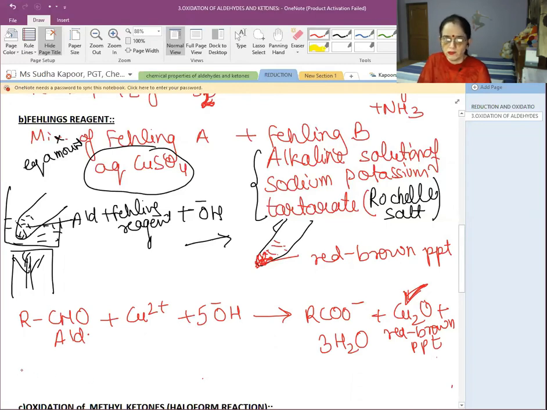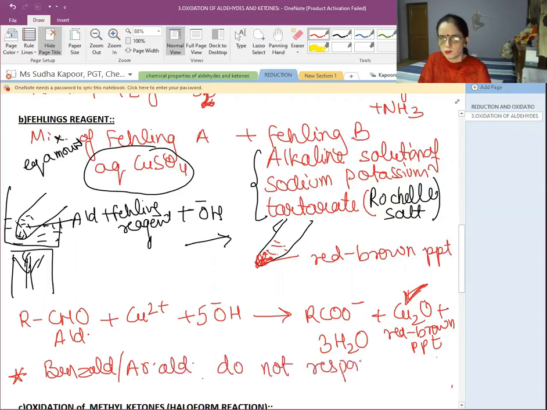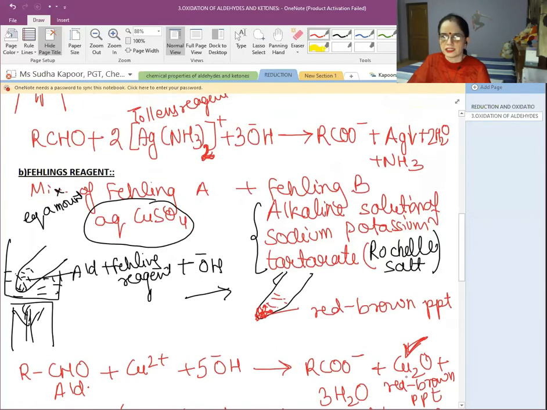aldehyde in nature. But one very important thing here is that benzaldehyde, or we can write it as aromatic aldehyde, does not respond to this reaction. It does not respond to Fehling's test. Okay, it is not going to respond to the Fehling test.